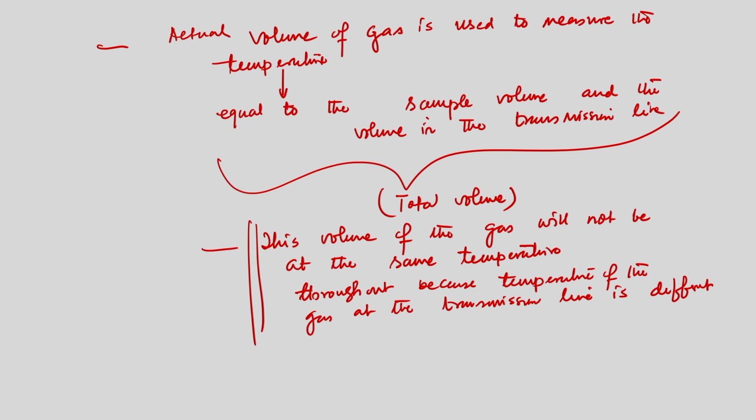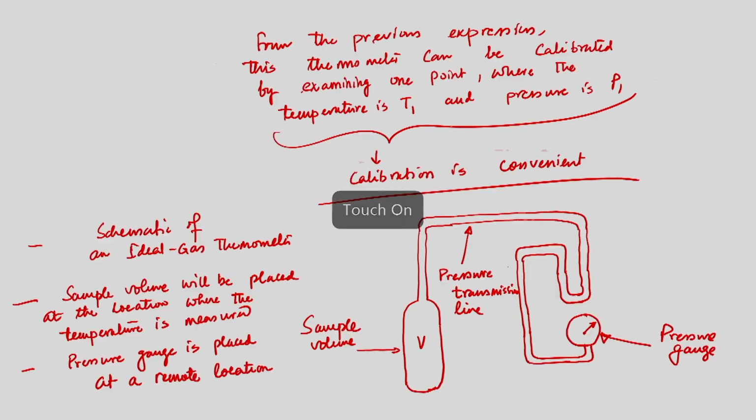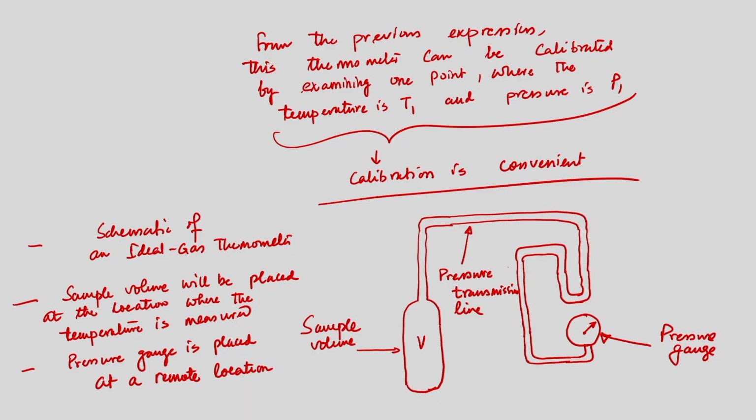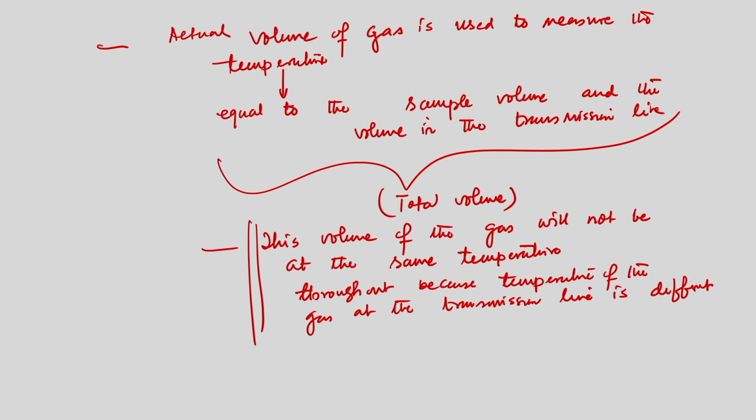Now, if I go back to the previous slide, it can be seen that the sample volume placed over here will of course be used. But this volume alone is in no way responsible for measuring the temperature; rather, the total volume is responsible for the temperature measurement. This is the place where I would like to measure the temperature, but this will not be the temperature of the total gas, because the temperature of the gas in the transmission line will be different, and this leads to measurement error.